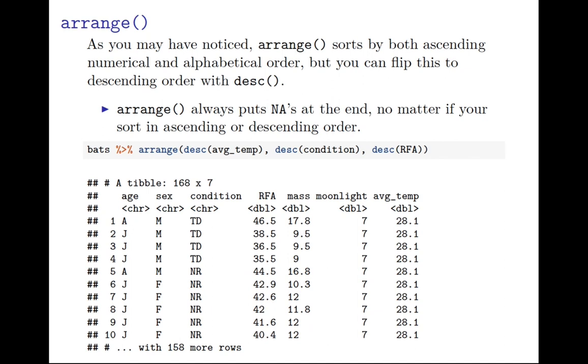And as you may have noticed, the arrange function sorts by both ascending numerical and ascending alphabetical order. But you can flip this if you want to descending order, right? So highest to lowest number or Z to A using the desc function. And again, another note that arrange always puts your NAs at the end of your data frame, no matter if you're sorting in ascending or descending order. So say you want to flip that arrange we just looked at and do everything in the reverse descending order. You just put the desc function around your three column variables that you want to look at, and here you can see it's completely flipped from the last data set.